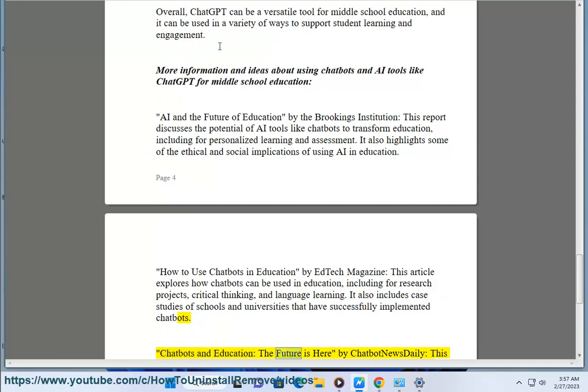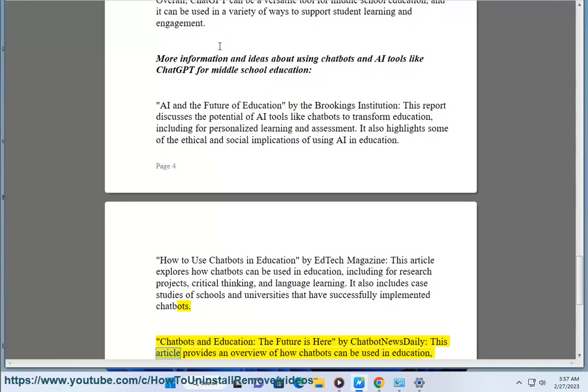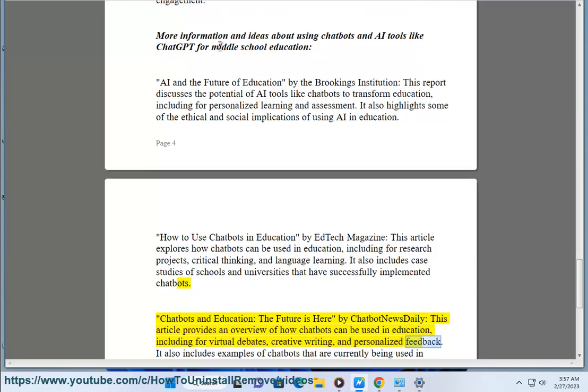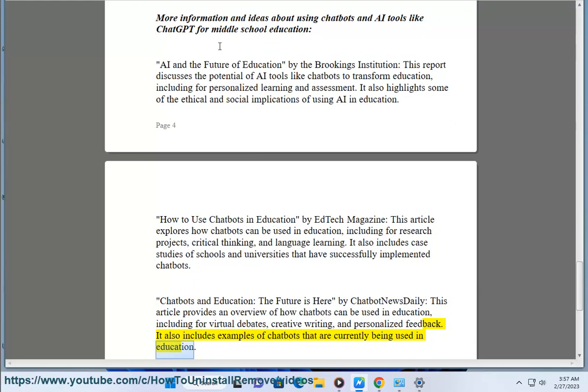Chatbots and Education: The Future is Here by Chatbot News Daily. This article provides an overview of how chatbots can be used in education, including for virtual debates, creative writing, and personalized feedback. It also includes examples of chatbots that are currently being used in education.